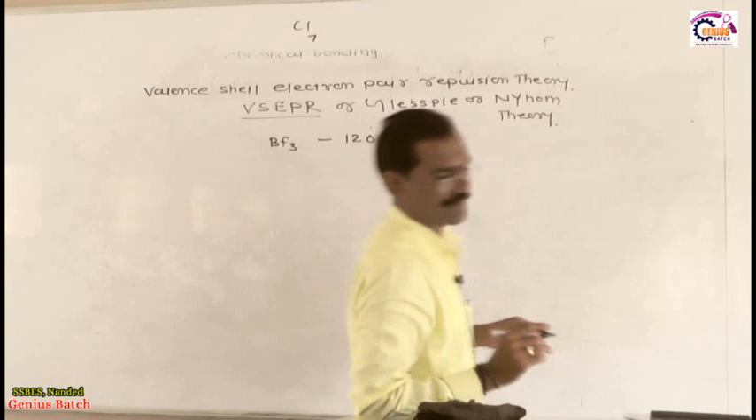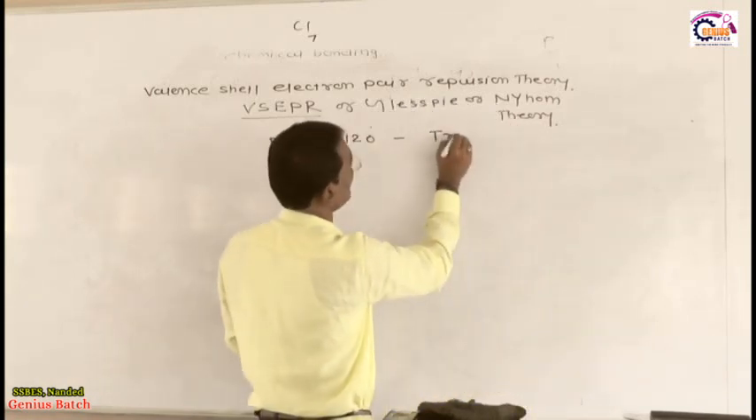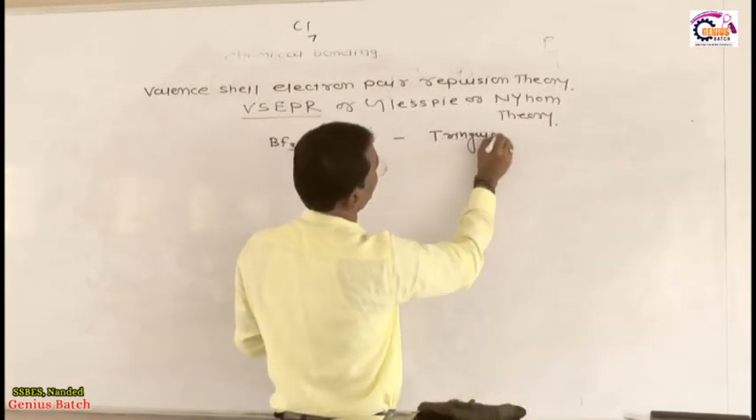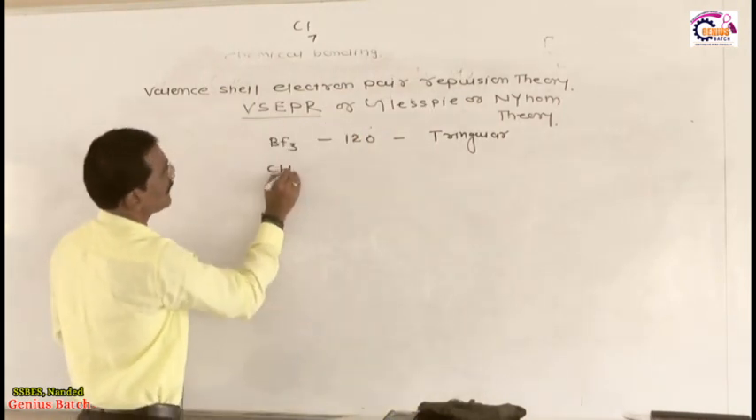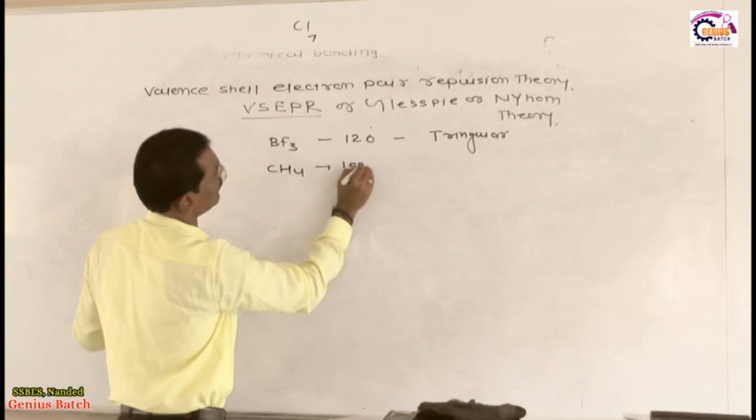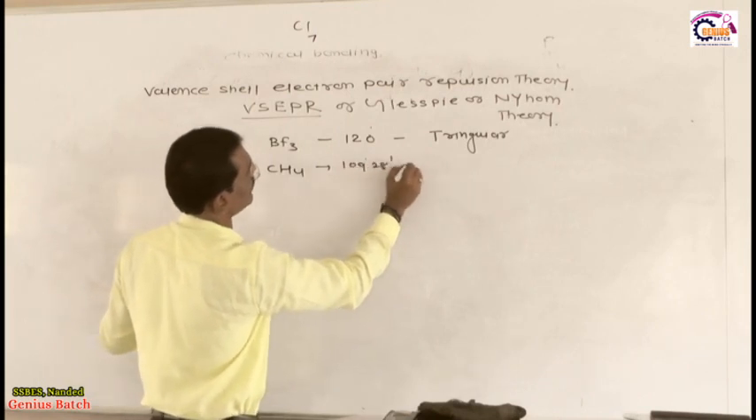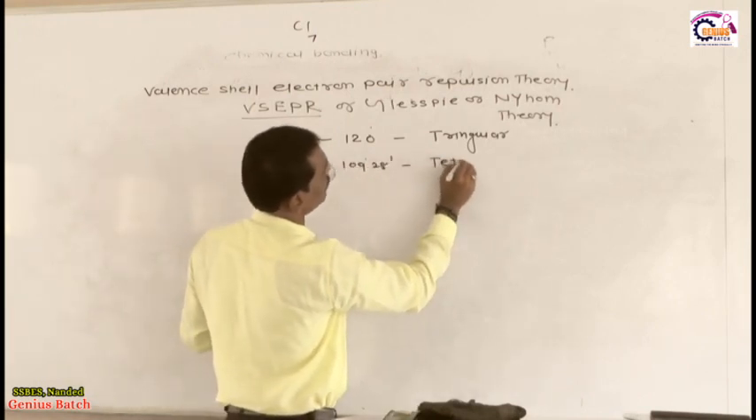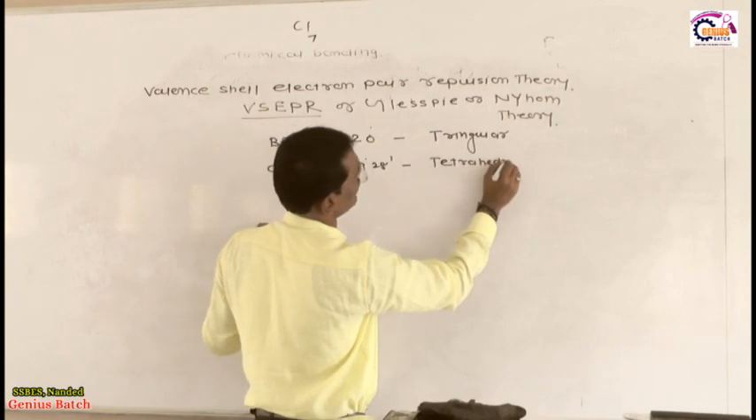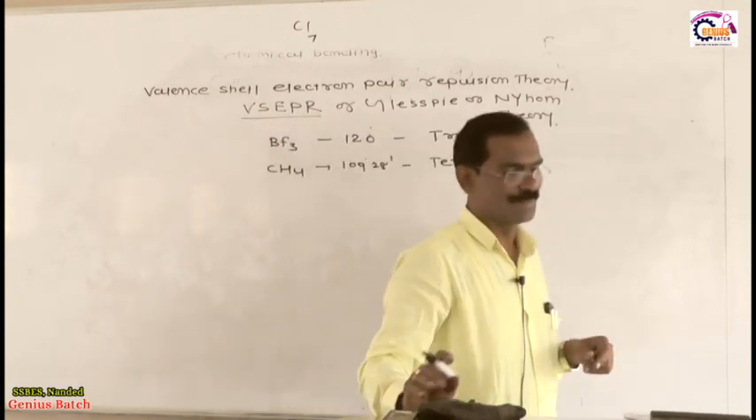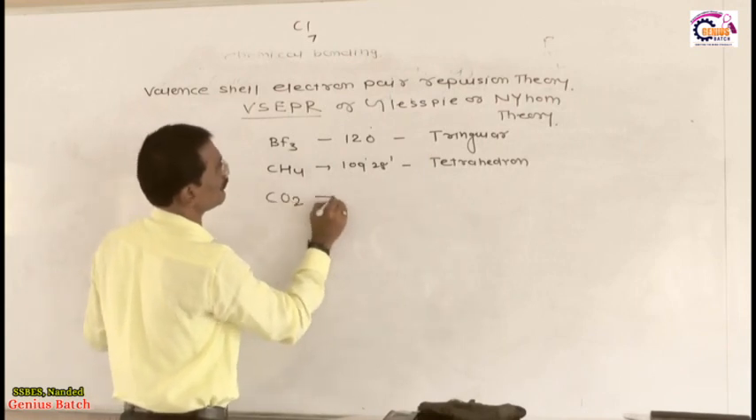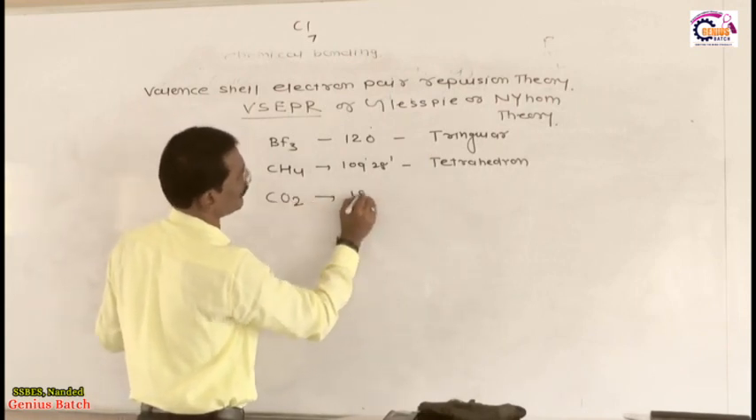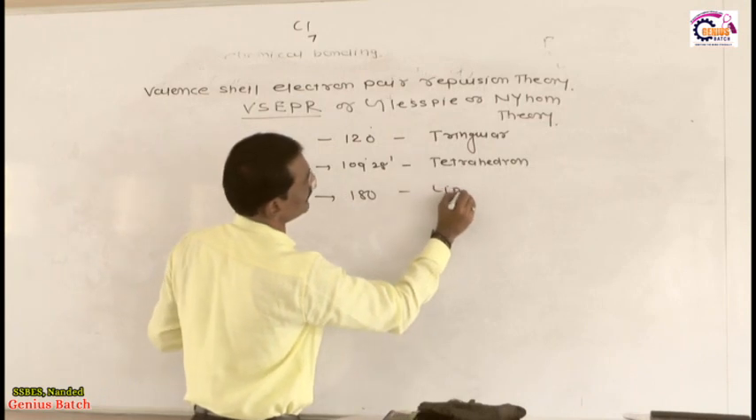The geometry is triangular, and triangular means planar shaped. After BF3 we have CH4, with a bond angle of 109 degrees 28 minutes, and the geometry is regular. That is called tetrahedral, as you know very well. Another example is CO2: no lone pair, bond angle is 180 degrees, geometry is linear.